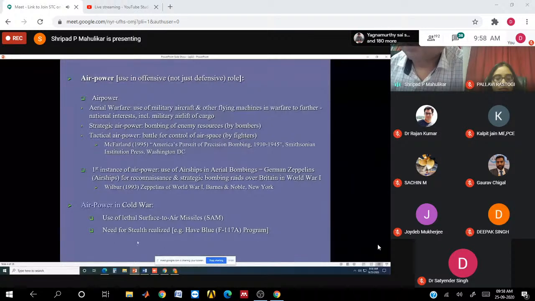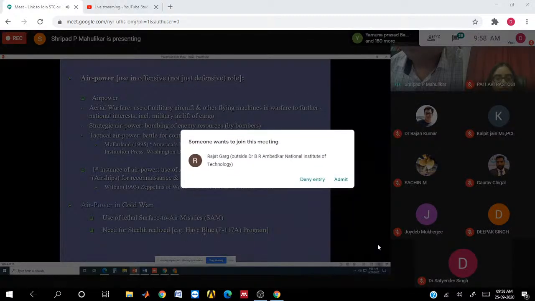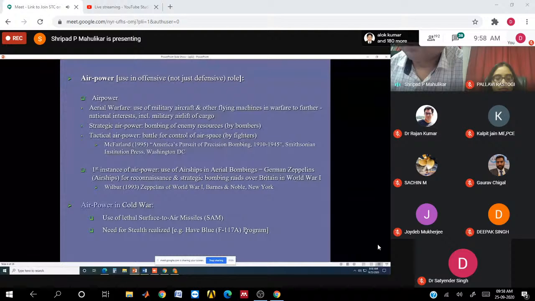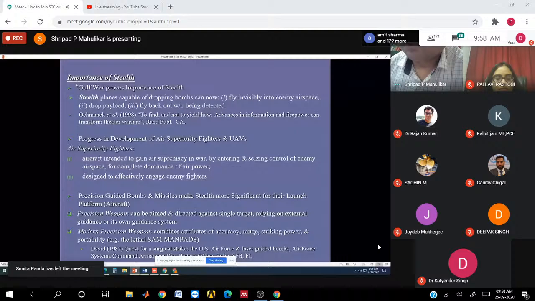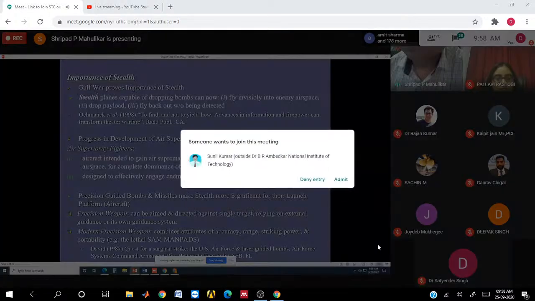And this is what gave rise to the program which had the code name Have Blue, and this perhaps was one of the first exclusive stealth aircraft, the F-117, which proved its effectiveness, especially in the Gulf War.